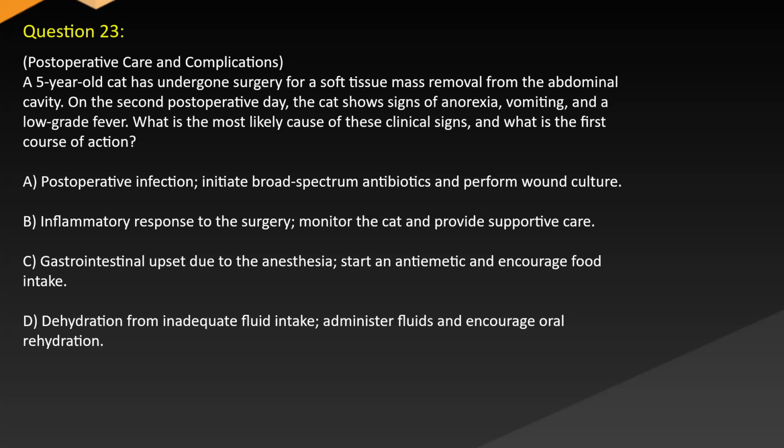Question 23. Postoperative care and complications. A 5-year-old cat has undergone surgery for a soft tissue mass removal from the abdominal cavity. On the second postoperative day, the cat shows signs of anorexia, vomiting, and a low-grade fever. What is the most likely cause of these clinical signs, and what is the first course of action?